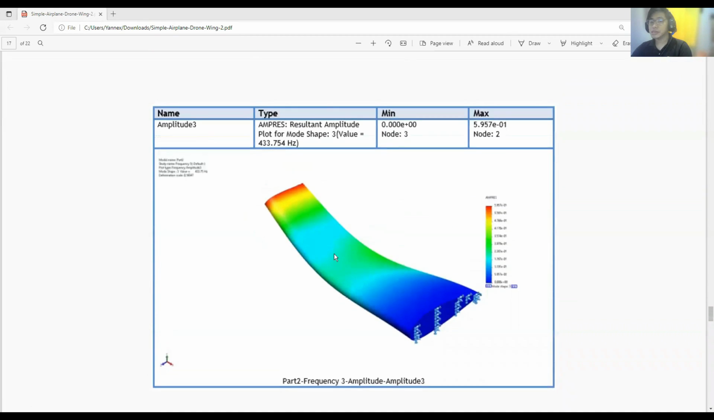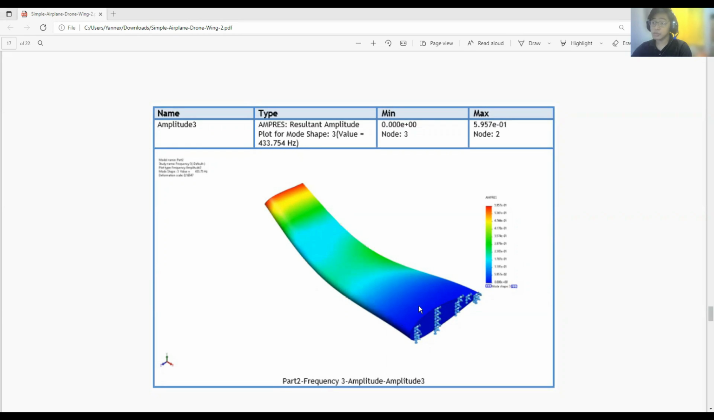For our third simulation, which is affected by a frequency of 433.754 Hertz, we can see it is pretty similar to our amplitude 2 because it portrays a wing flex. But here, it shows a greater bend, or a greater wing flex.